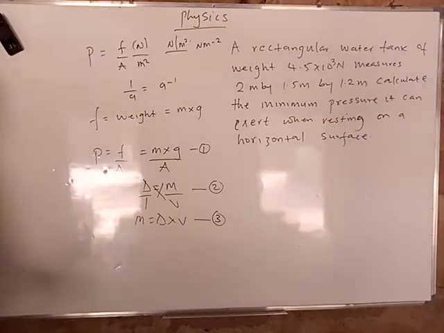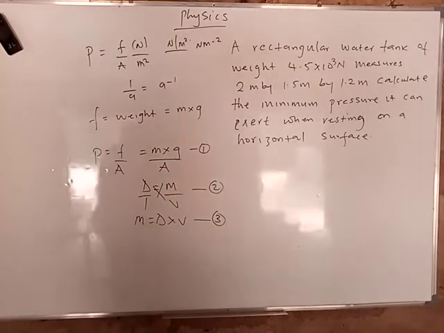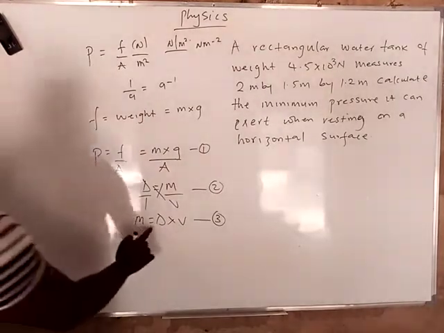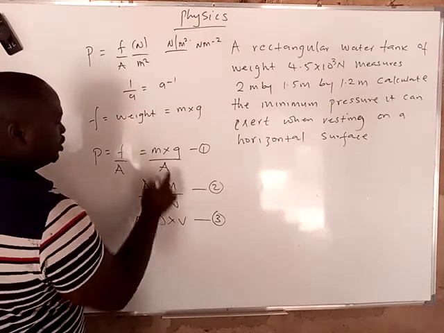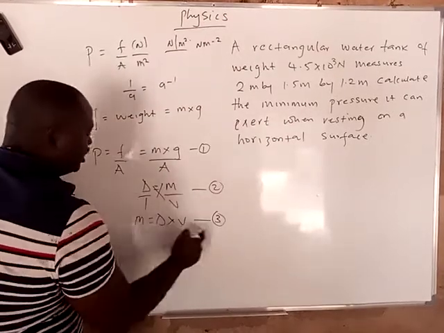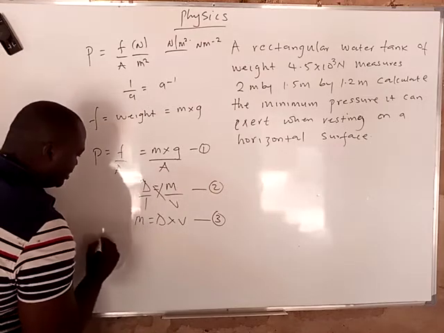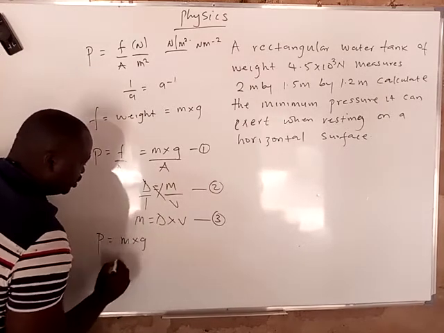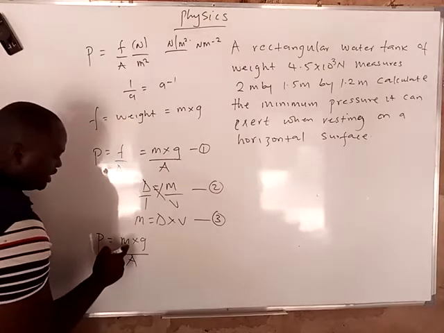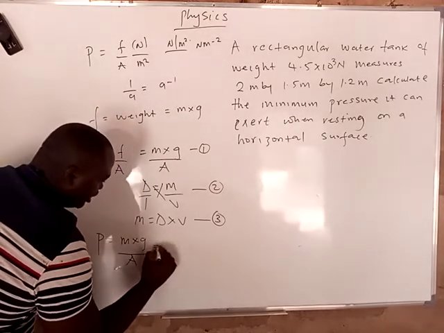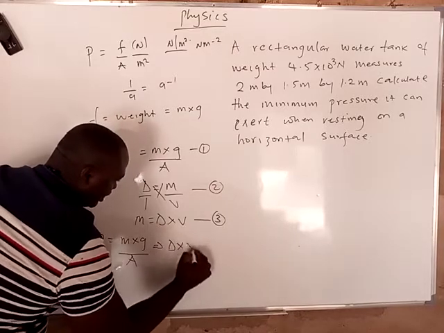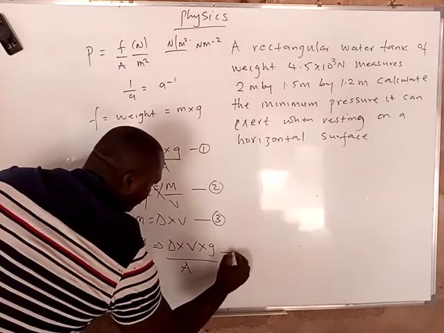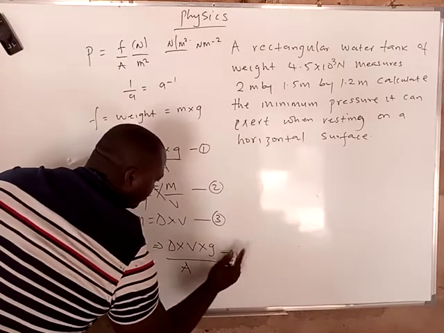Now look at what I want to do. I want to put equation 3 into equation 1. What am I saying? Wherever I see mass in equation 1, I will replace it with density times volume. So putting equation 3 into equation 1, that means that pressure from equation 1, which is mass times acceleration due to gravity all over area, now wherever I see mass, I will replace it with this. And this will give me density times volume times acceleration due to gravity all over area. And let me call this equation 4.